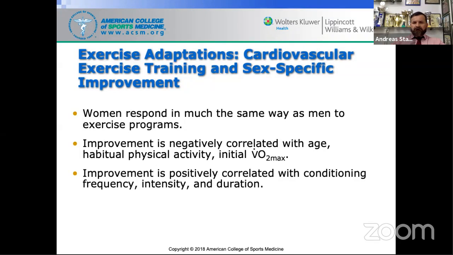Women respond the same way, okay, well, for the most part. But the older you are, the less improvement you see. The less physically active you are, the more improvement you'll see. And the lower your initial VO2 max is, the more improvement you'll see. I hope it makes sense. Now, the more frequent you exercise, the more intensity you use, and the more duration you use, of course, the more improvement you'll see. Okay. And when we talk about exercise prescription, cardiovascular, or any kind of type of exercise, you'll see that in more depth.